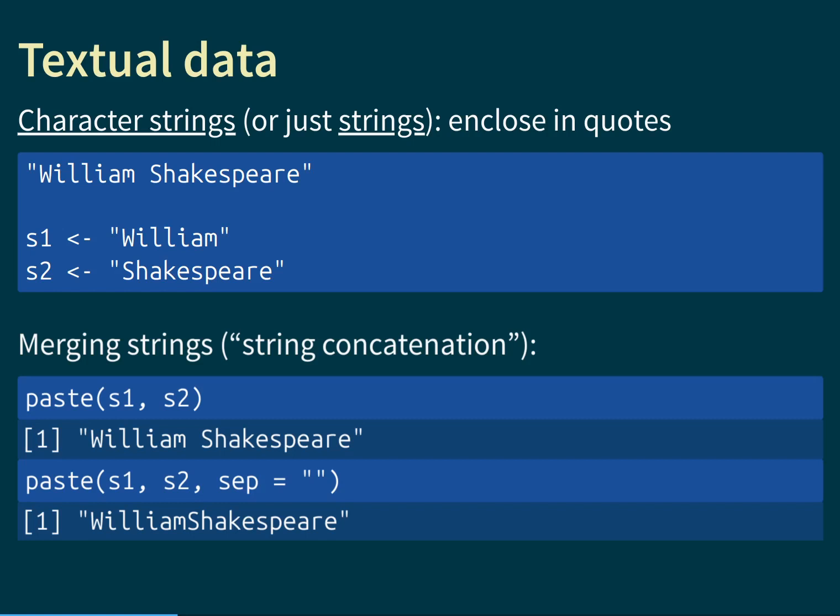But if we set that to the empty string, and the way we represent an empty string, as you can see at the bottom of the slide, is by just writing down two quotation marks next to one another, not writing anything in there. So that stands for the empty string, no text whatsoever. And if we set the separator to that value, then the two strings are literally just put next to one another, and we get the result, which is WilliamShakespeare without a space in between those names.